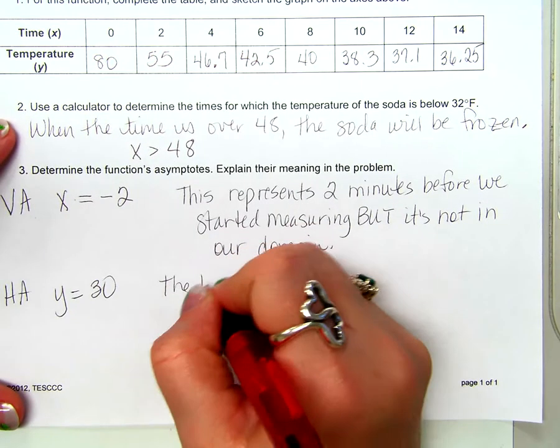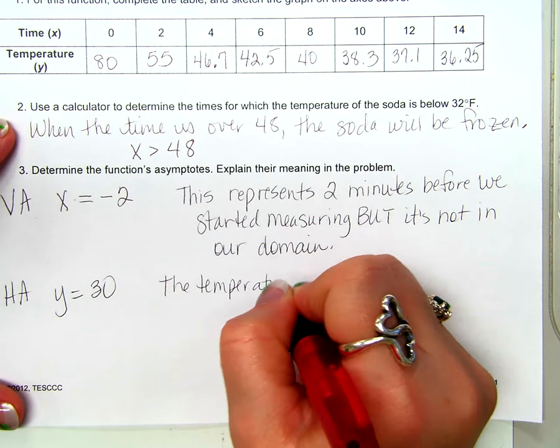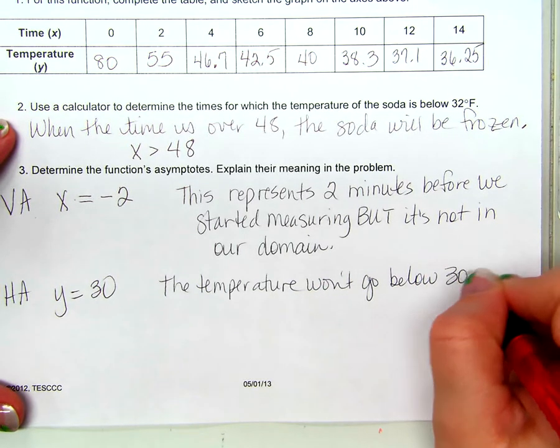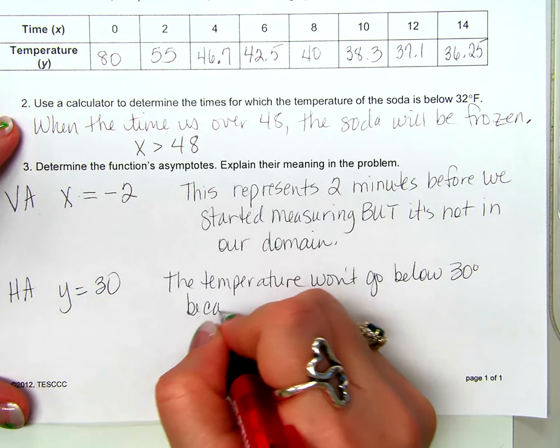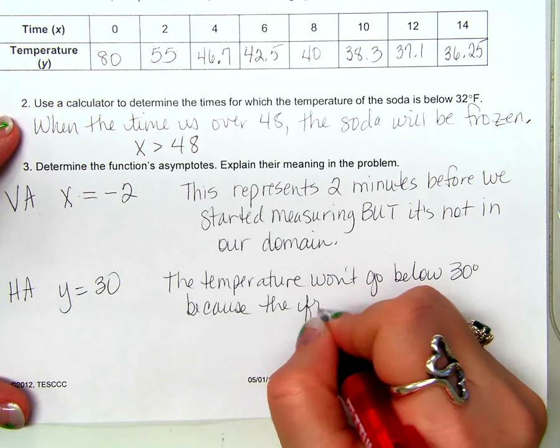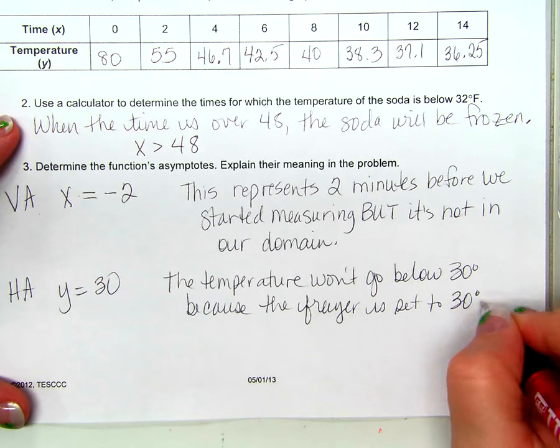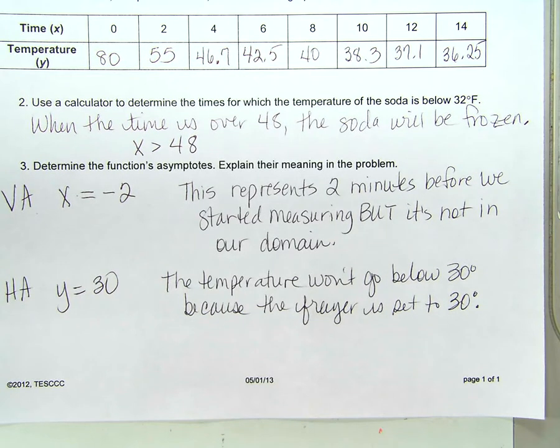The temperature won't go below 30 degrees because what'd you say? The freezer is set to 30 degrees. How do you know that? Have you been to the freezer? No. It's proof in the problem, right? It's proven, proof-ish in the problem. If it's telling us there's an asymptote at 30, we know where the freezer is set, don't we?